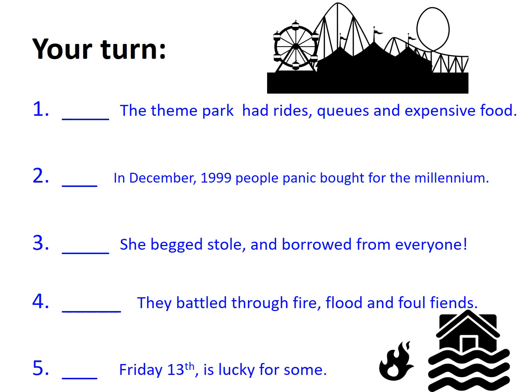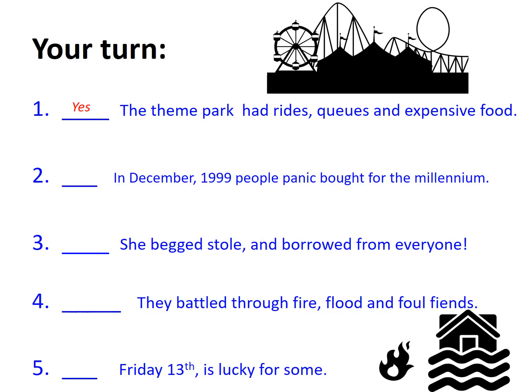So, how did you get on? The theme park had rides, queues and expensive food. It sounds like a mixture in positive and negative there within the sentence. In terms of the list that we had with 3 items, rides, queues and expensive food, the position of the comma is exactly right between items 1 and 2, with no need for an additional comma between queues and the word and, for example.